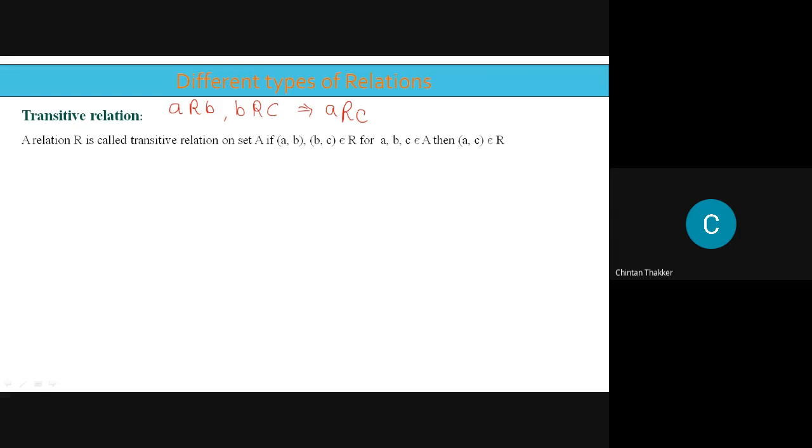So a relation R is called a transitive relation on set A if (A,B) and (B,C) belong to R, then (A,C) also belongs to R. Okay. If we have the first element related to the second element, related to the third element, then the first element must be related to the third element. Okay.